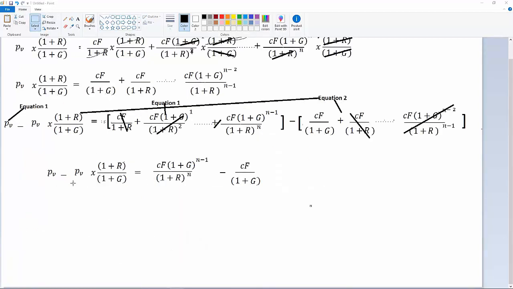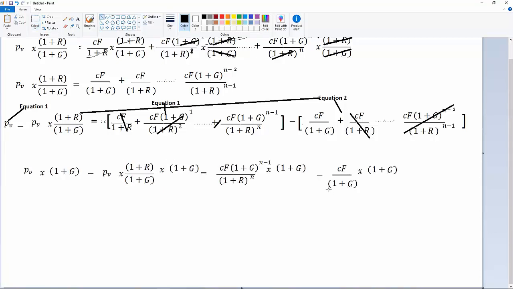Okay, so when we reduce all of that, we still have the left side of the equation, and then we have cf times 1 plus g to the n minus 1 divided by 1 plus r, and then minus cf times 1 plus g. So what we're going to do here is we're going to multiply both sides by 1 plus g, because it's going to look like a lot of things are going to cancel. So we'll see what that looks like when that happens.